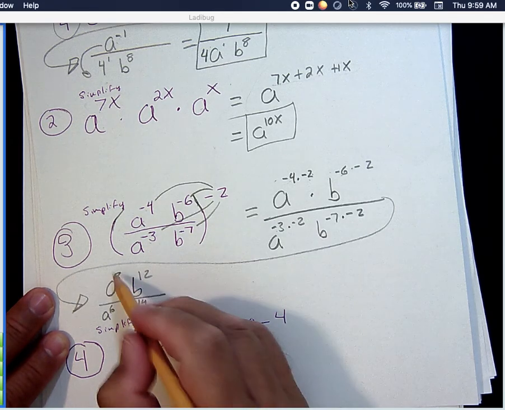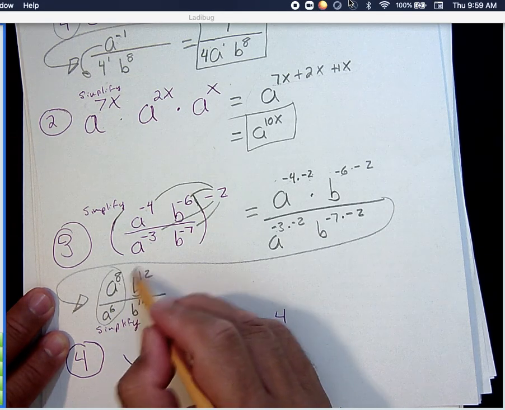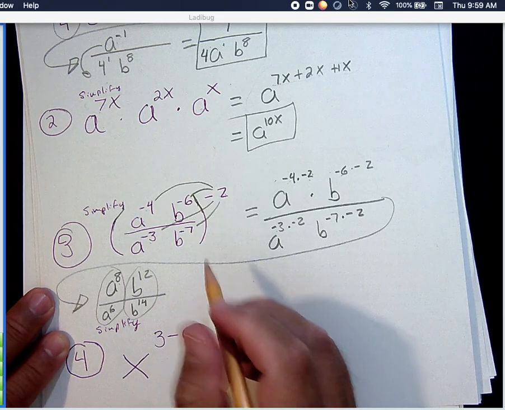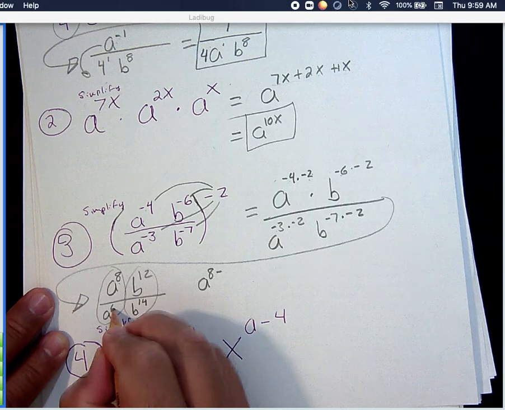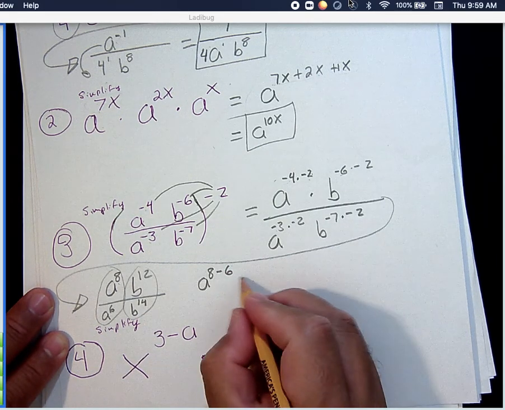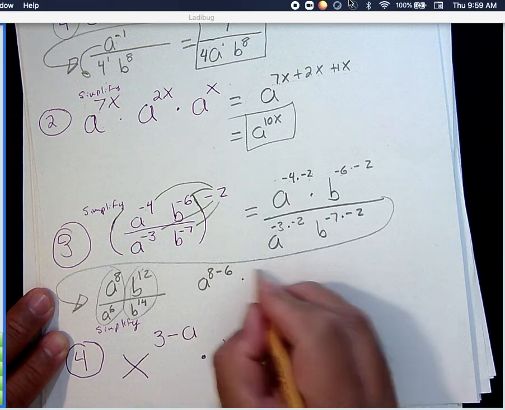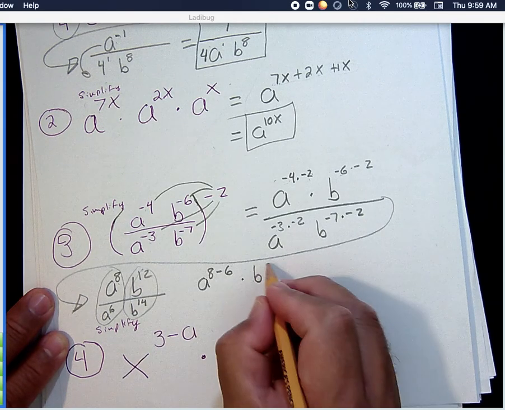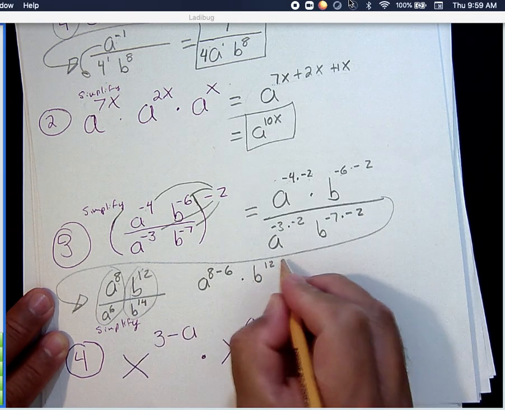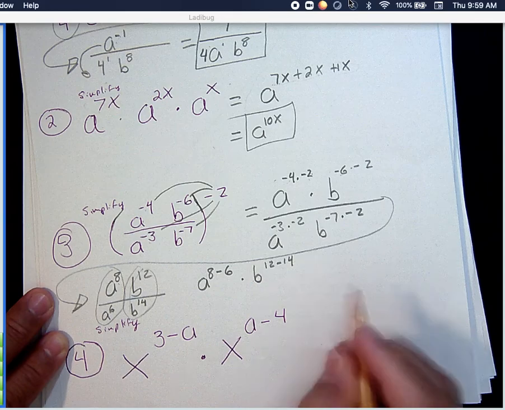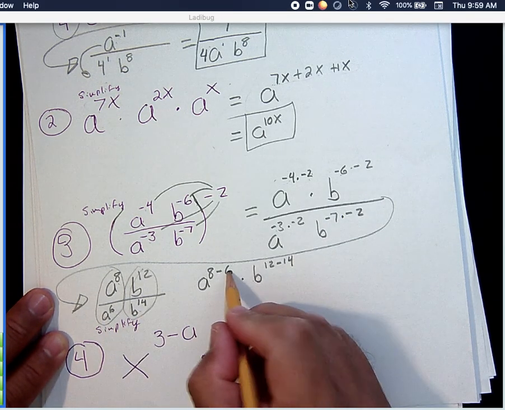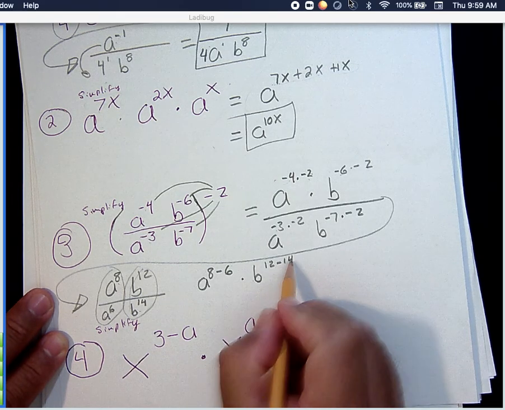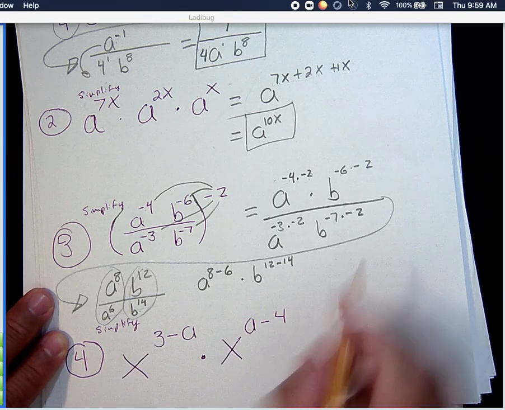Okay, now you combine the a's and the b's. This is the quotient rule, so you subtract 8 minus the 6, and then this b, 12 minus 14. And we don't have anything at the bottom because we brought these two with these two numbers here. That's why we don't have anything here anymore.